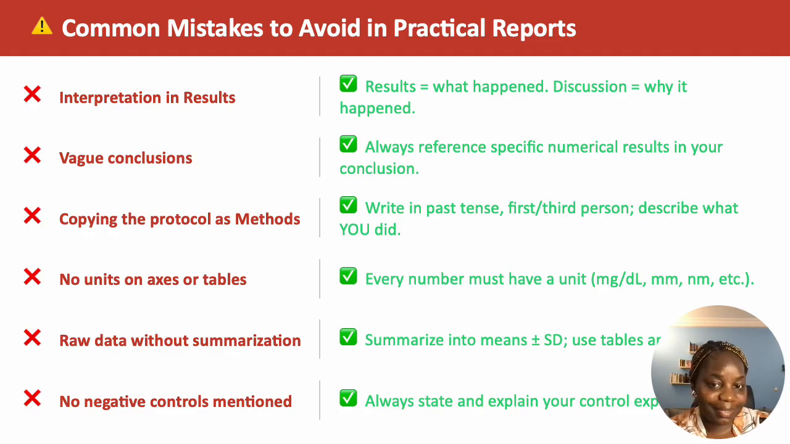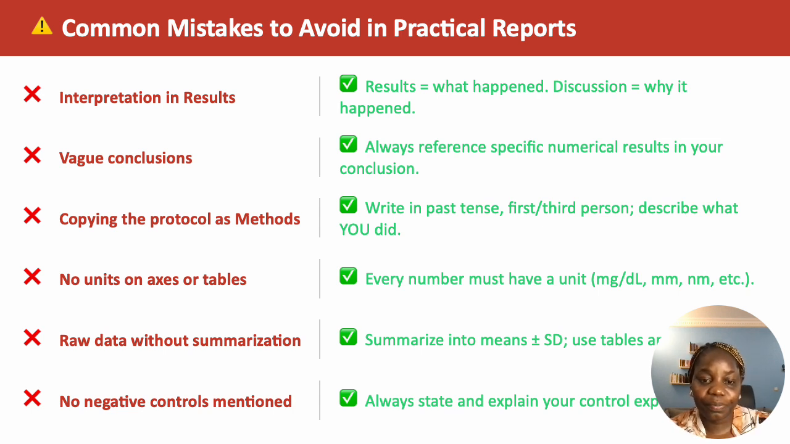Write in past tense, in the first or the third person. Describe what you did. Okay, and every number must have a unit. Summarize into means. Use tables and figures, and always state and explain your control experiment. Explain it in the methodology. What is your control experiment?